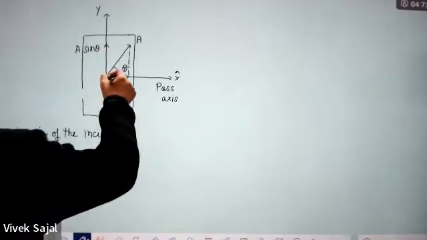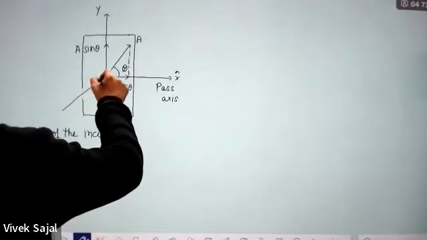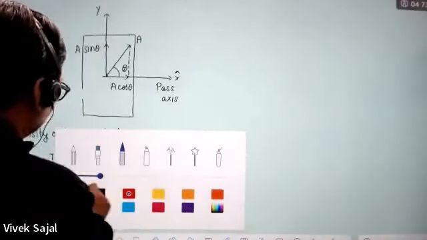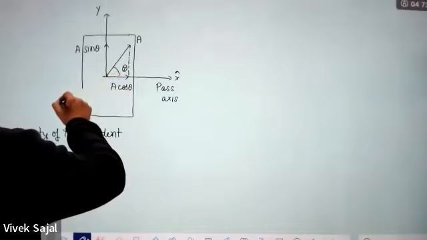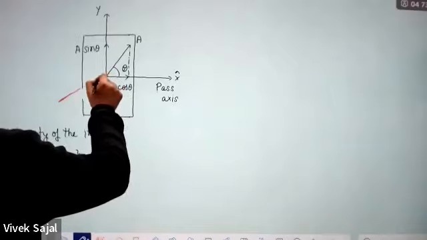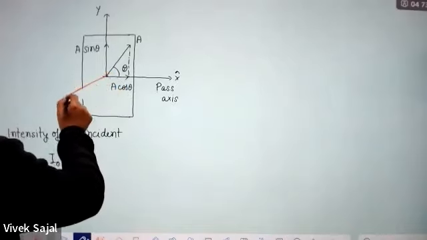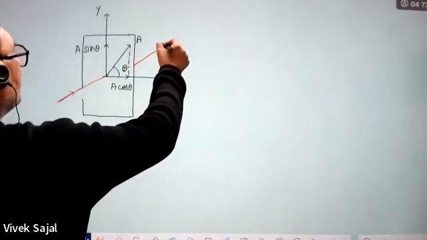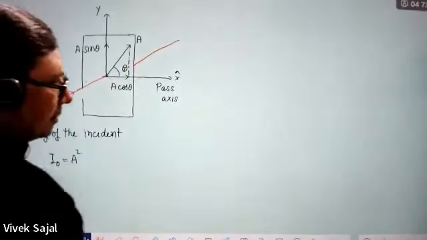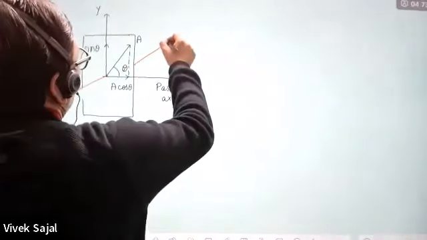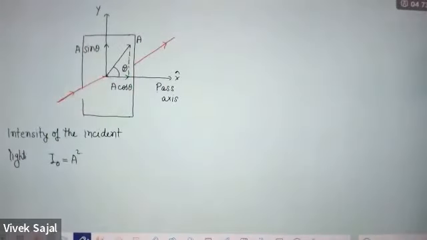Try to understand, light is incident like this. Just 1 second, I will show you. Here, this is the direction of the incident light. Light is incident on it like this, and light is transmitted. It will be like this.